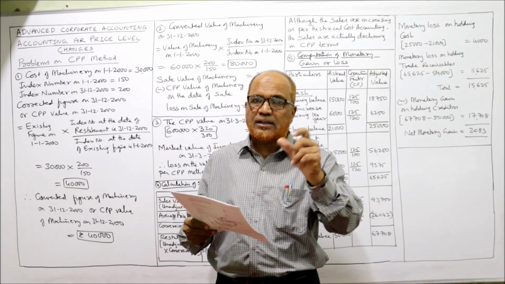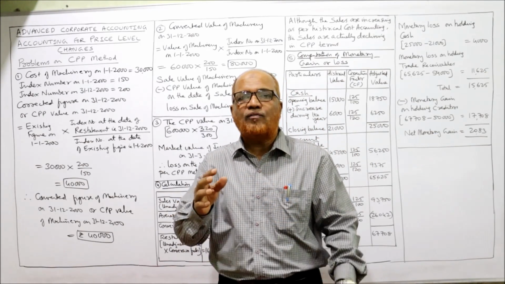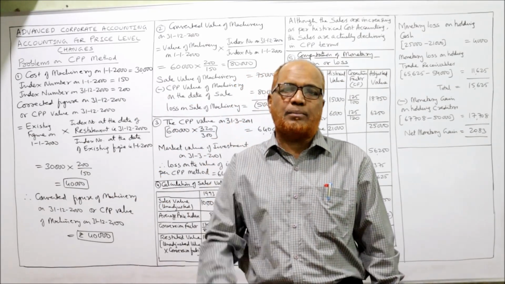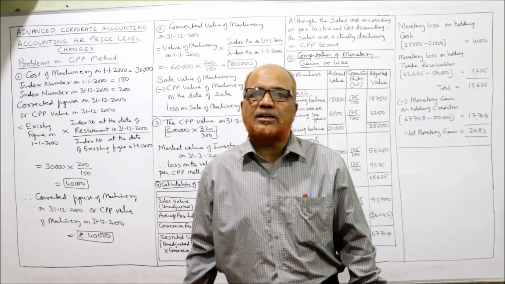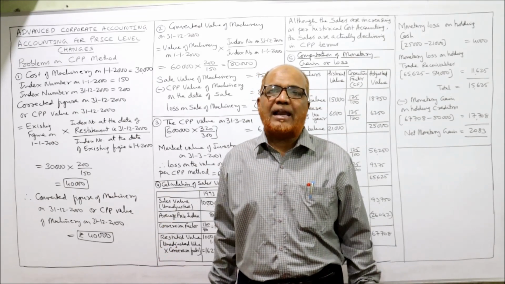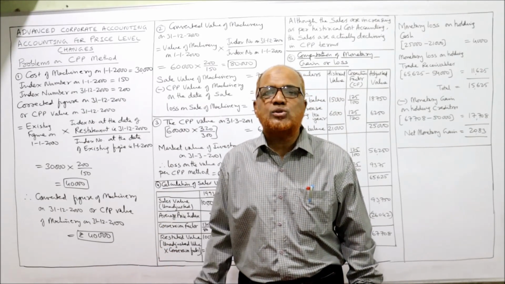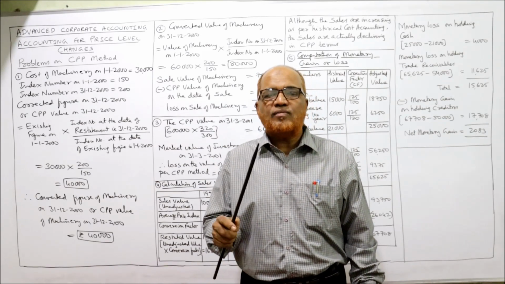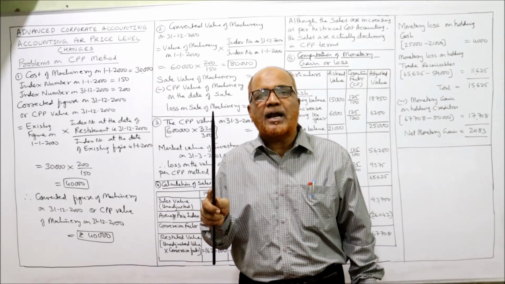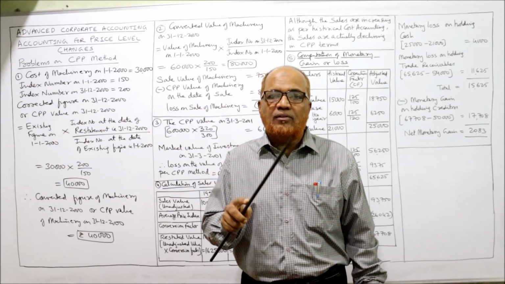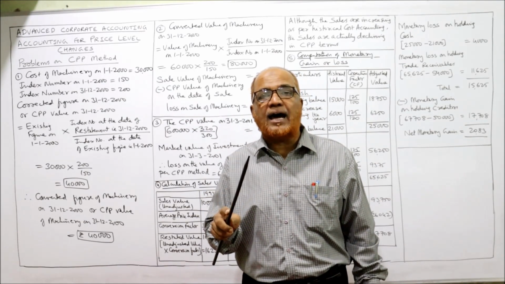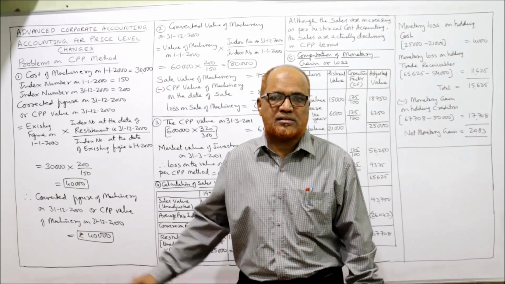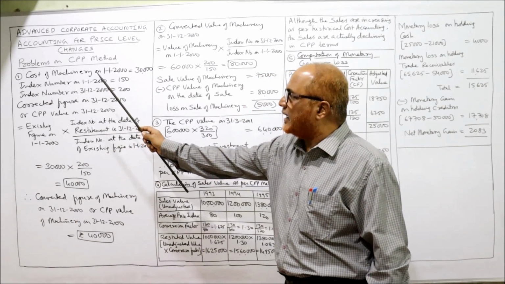The value of the machinery at the beginning of the year is 30,000. We have to find out the value of the machinery at the end of the year using the index numbers. According to the CPP method, we can restate the value by using the index number. First, the conversion factor: it is the index number at the date of conversion divided by the index number at the time the transaction arose. I have already explained this in the theory video. Now, how the solution would look.